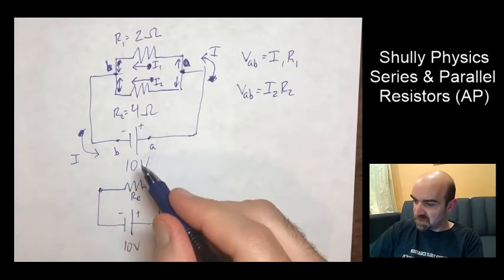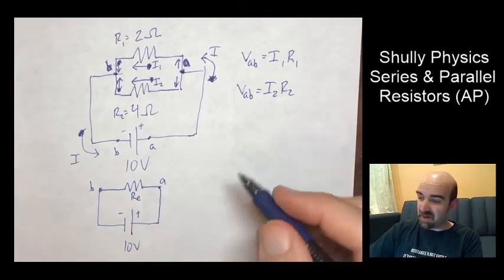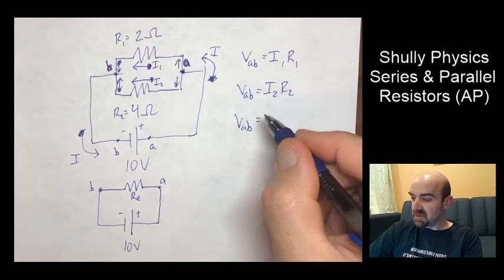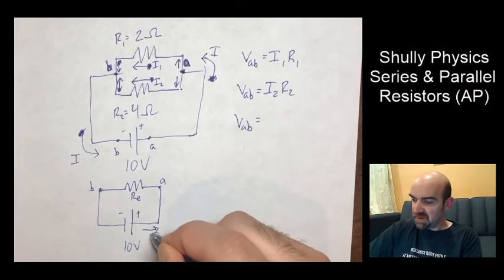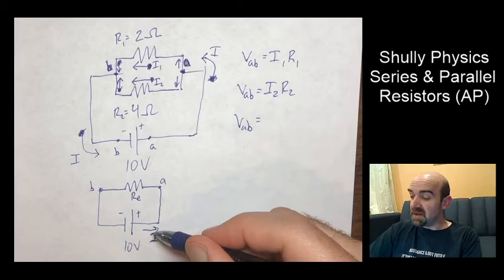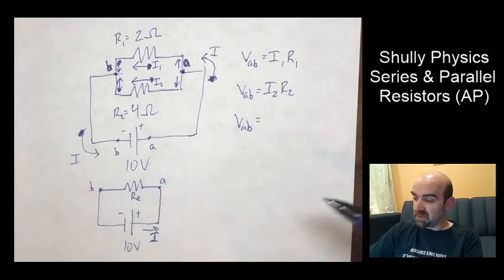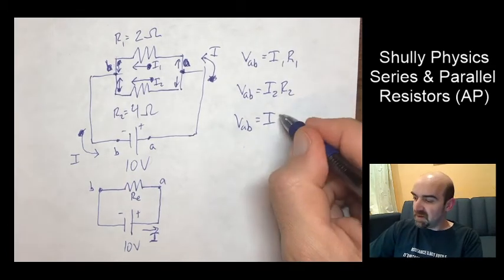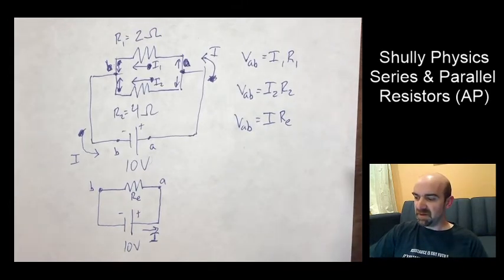So if this is still B and this is still A, then we also have VAB equal to, what will this be? Well, that's I coming out of there. The battery current, the current going through the battery here, is going to be the flow through this equivalent resistance. So I've got another I times the equivalent resistance.